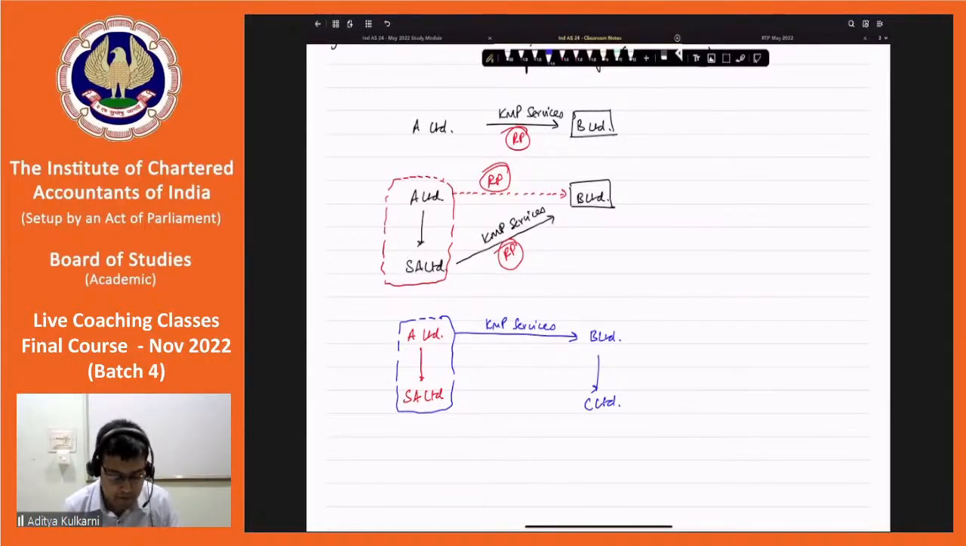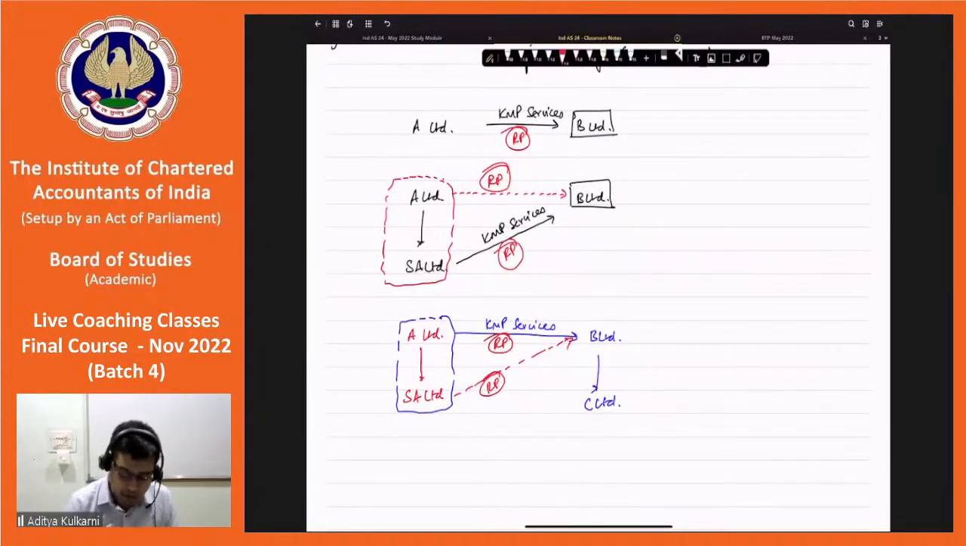And therefore, this is a related party. Absolutely. It is providing KMP services. A member of the group is providing KMP services. So the subsidiary also will be related. So this is also a related party of B Limited.